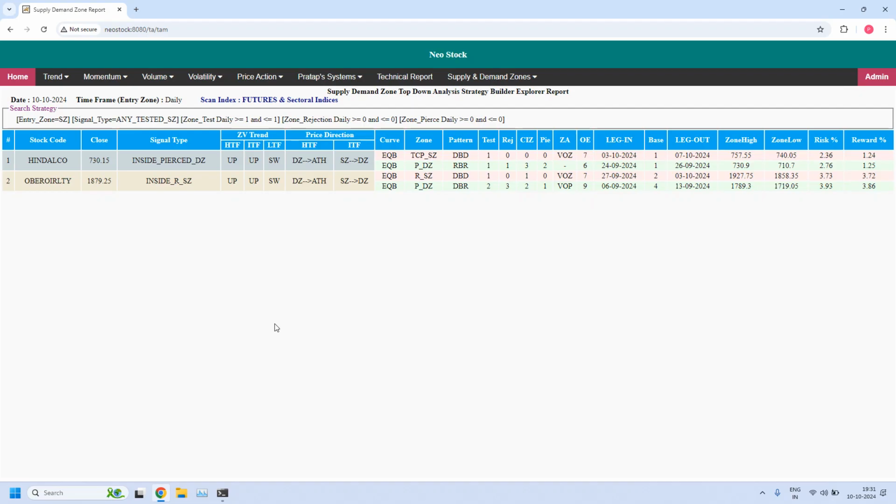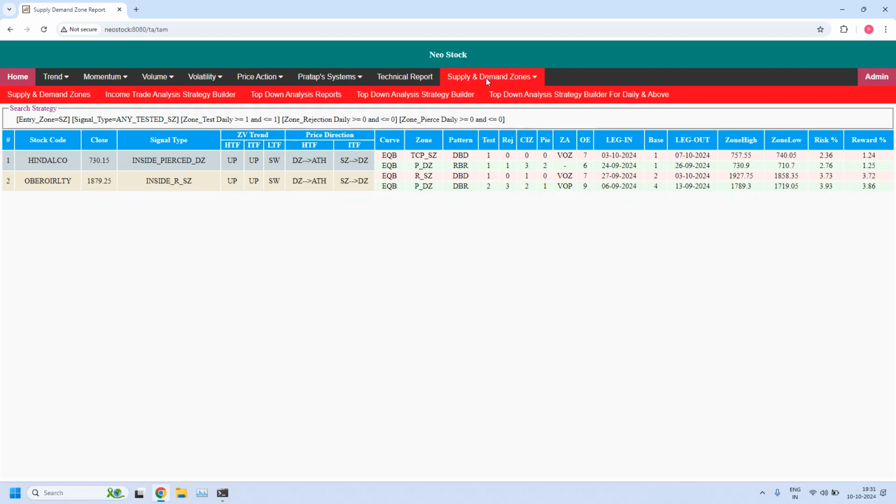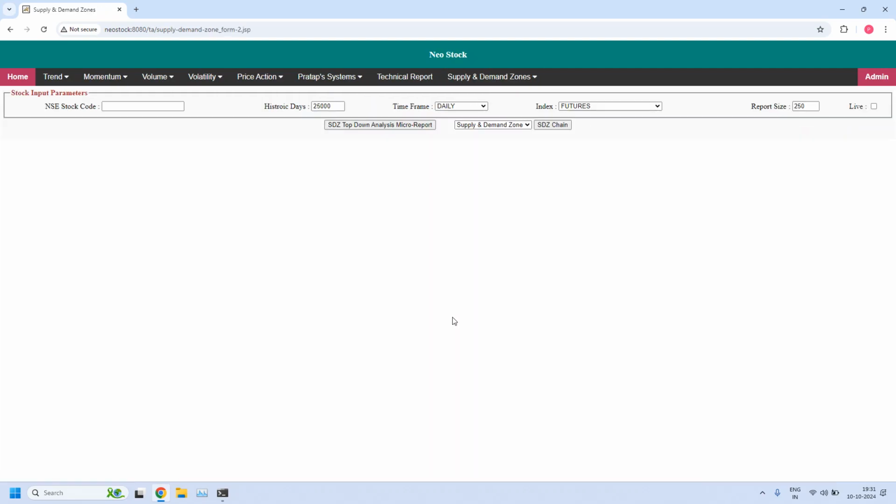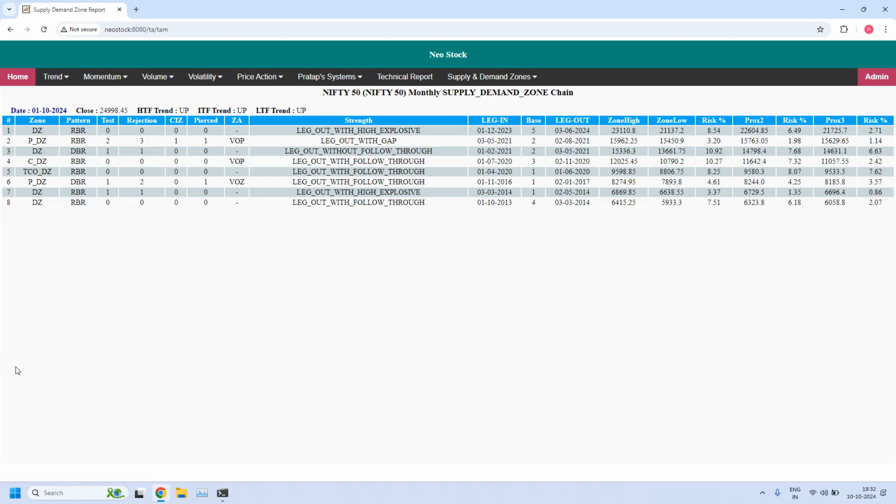Okay, this is about stocks near demand and supply zones and tested zones. Next report, let us identify NIFTY and BANKNIFTY supply demand zone chain. Let's start with NIFTY 50. Starting from monthly time frame, let us generate NIFTY supply demand zone chain. So this is the monthly supply demand zone chain for NIFTY.